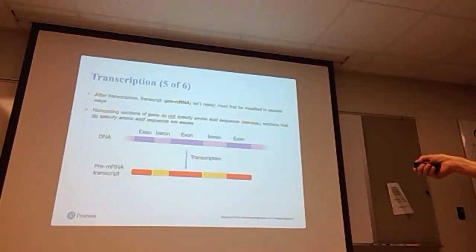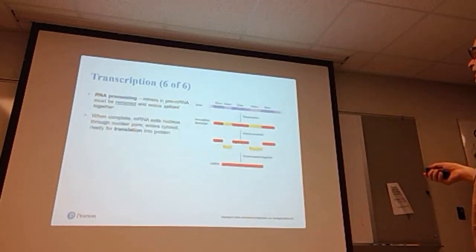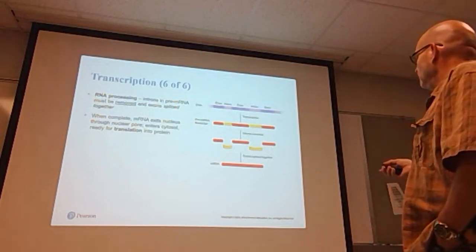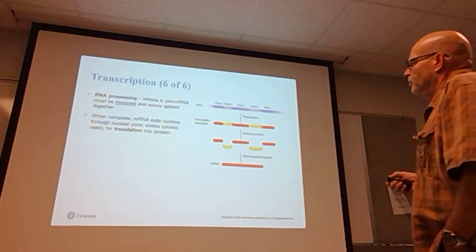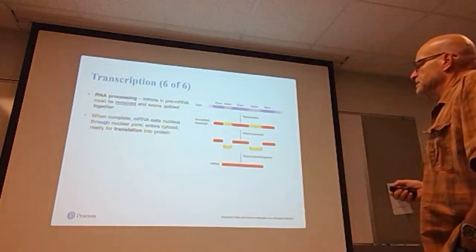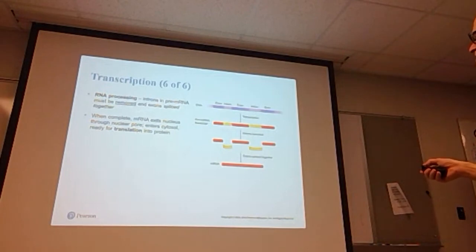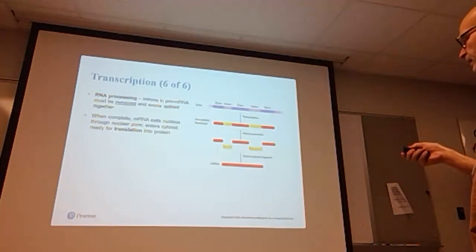And here we see the pre-RNA, with all the different introns and exons after transcription. Then you get all these little areas here. The introns are going to be the yellow ones. The exons are going to be the red ones. So in RNA processing, the introns in the pre-RNA are removed and the exons spliced together. So we're going to take these sections out, bring these sections together, and we have a nice little messenger RNA that's ready to be translated into a protein.